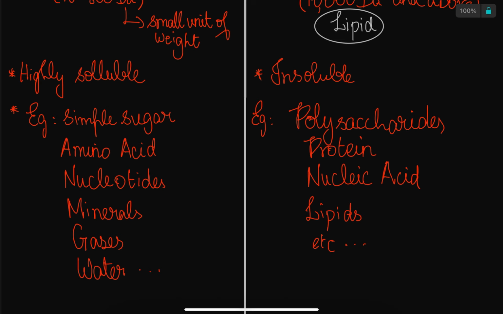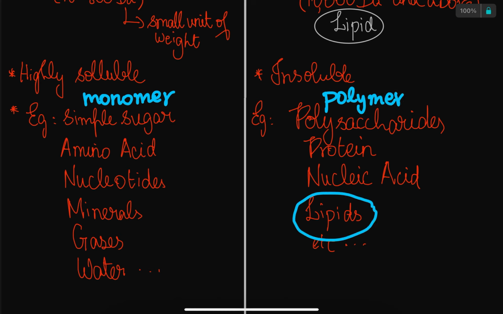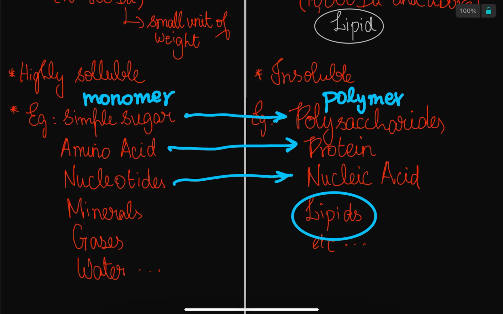We can notice that simple sugar is a monomer and these are polymers. But except lipid, simple sugar is a monomer which polymerizes to form polysaccharide. An amino acid is a monomer, polymerized to form a polymer known as protein. And nucleotide is also a monomer which forms a polymer, namely nucleic acid.